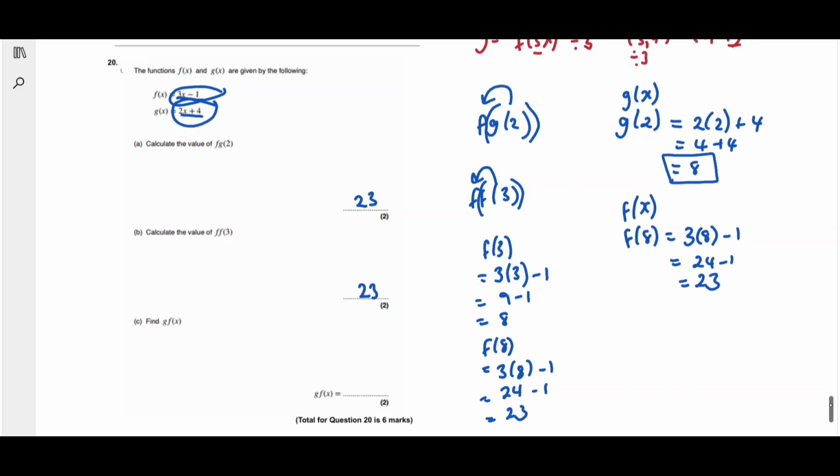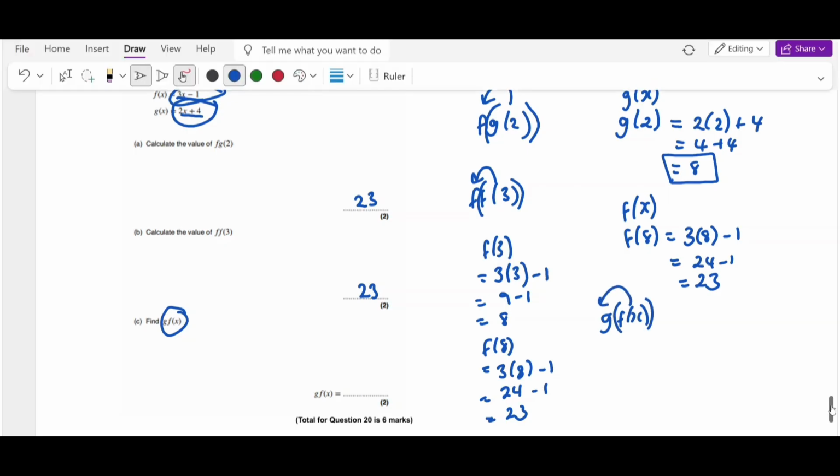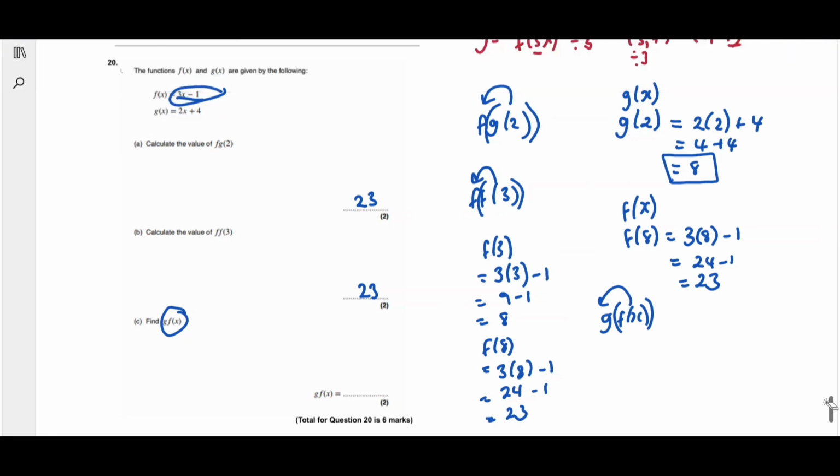Now, this one here, there is no number, it's algebra, because it says GFX. Again, the same principle applies here. You are putting f of x into g. What that means is you are putting the whole of f of x into g. So rather than substituting a number in, you are substituting in the whole expression.